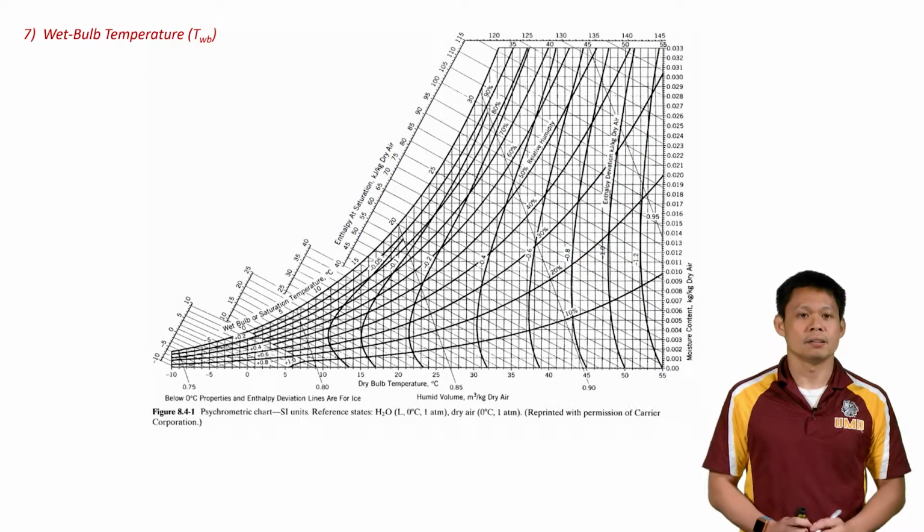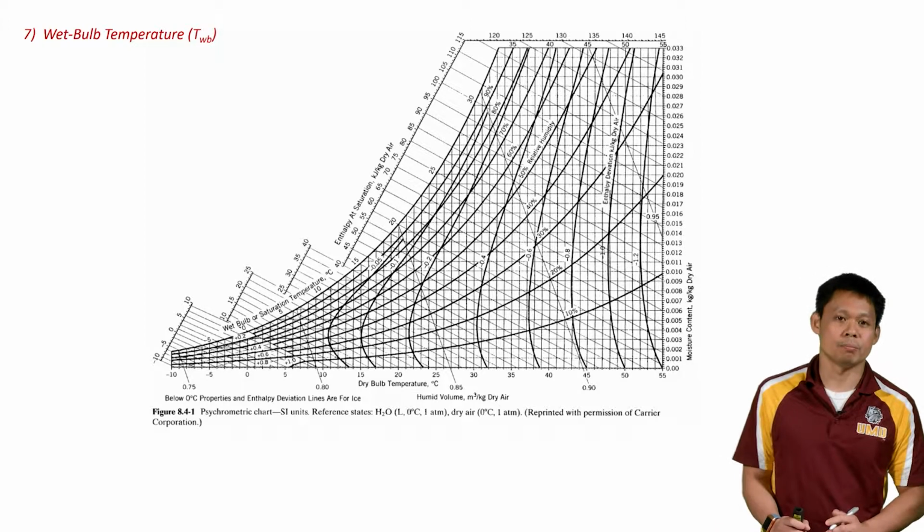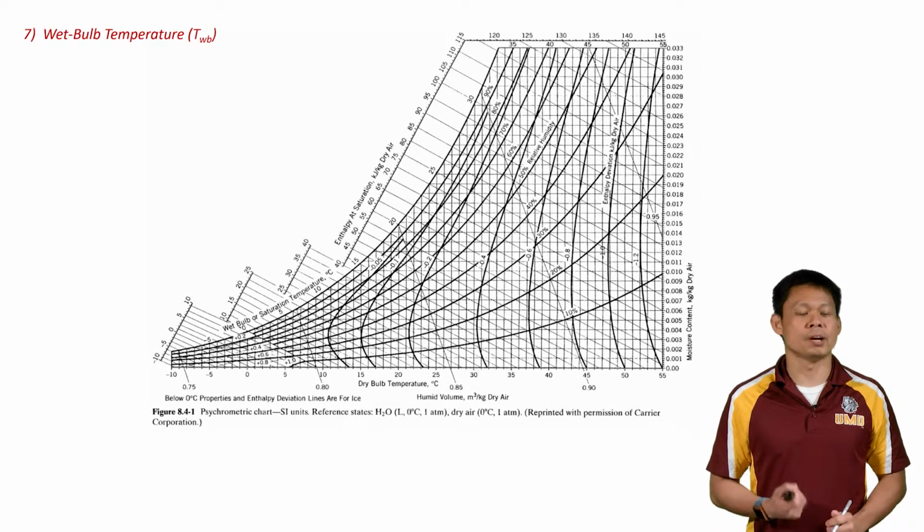The last variable that we have is known as a wet bulb temperature. So what's the difference between a wet bulb and a dry bulb temperature?